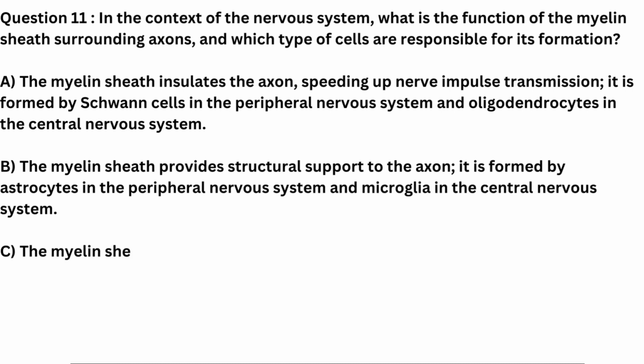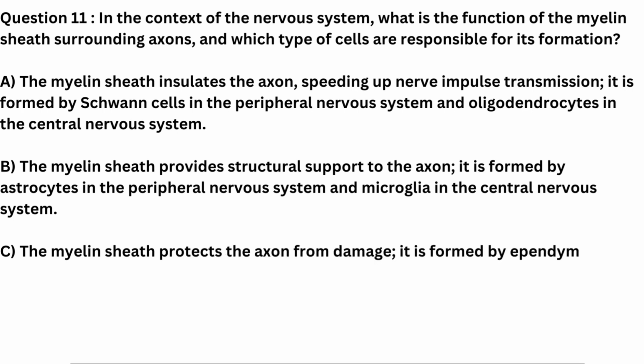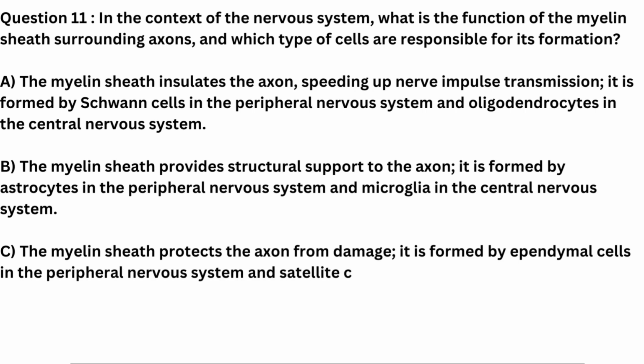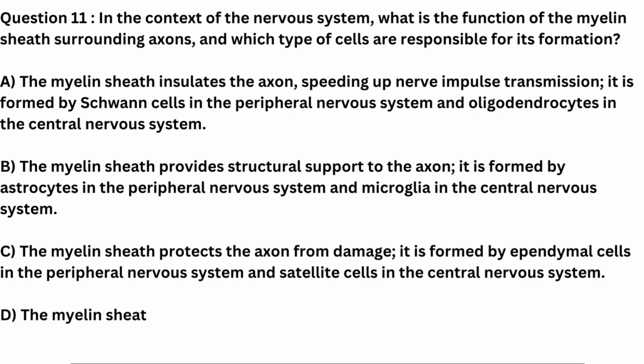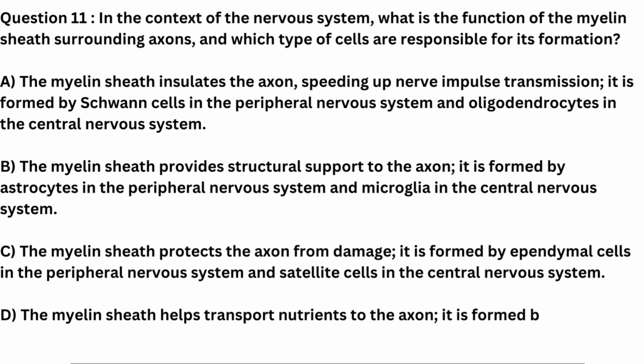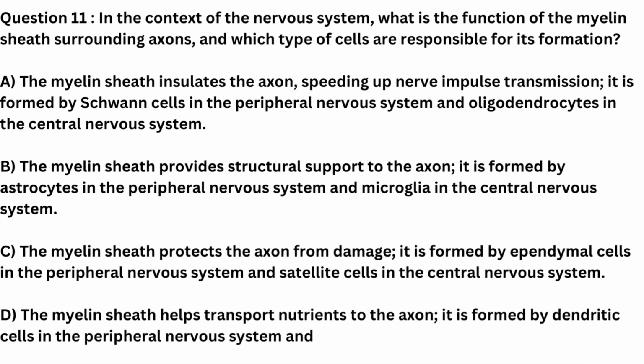C. The myelin sheath protects the axon from damage. It is formed by ependymal cells in the peripheral nervous system and satellite cells in the central nervous system. D. The myelin sheath helps transport nutrients to the axon. It is formed by dendritic cells in the peripheral nervous system and interneurons in the central nervous system.